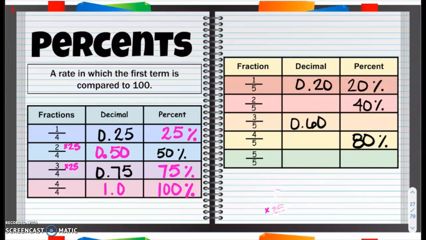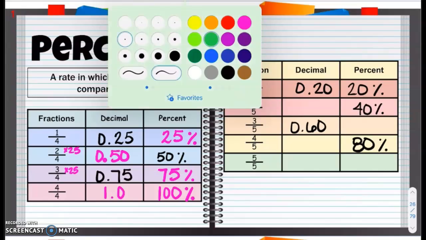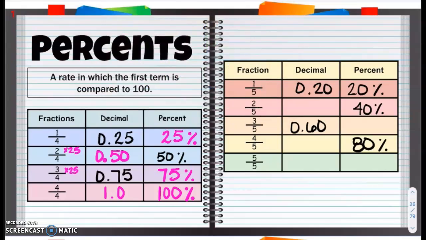And yes, we're going to fill this out, and we will be able to use what we filled out later on in the week and beginning next week. So keep this percent chart in mind. Let's take a look at this next one. I guess let's do green. All right, so we have our fraction, decimal, and percent.